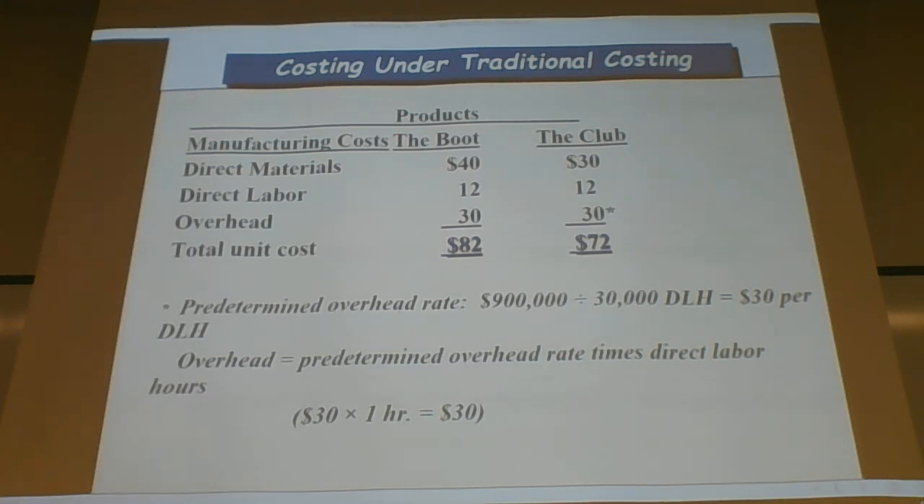But you can probably imagine how much stickier this gets if we're dealing with a very, very complex manufacturing environment. Okay, let's go ahead and end this video and look at some examples through our handout.